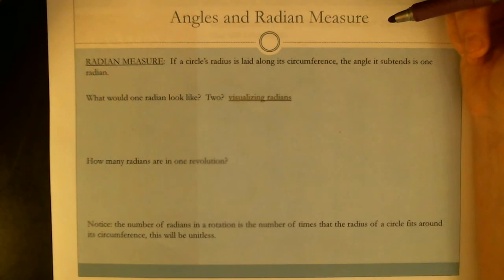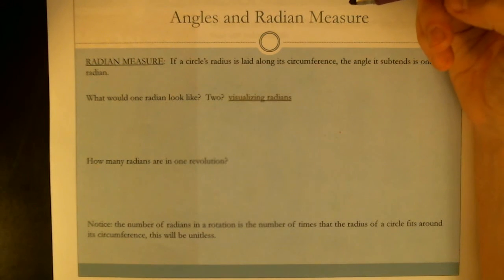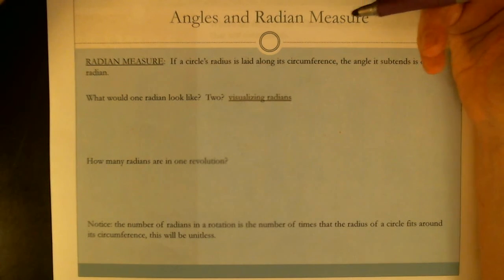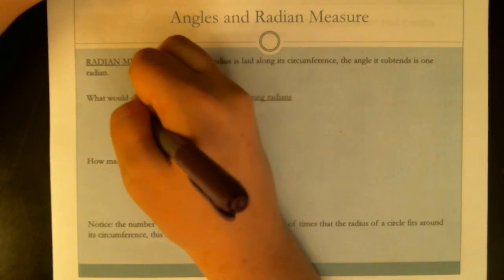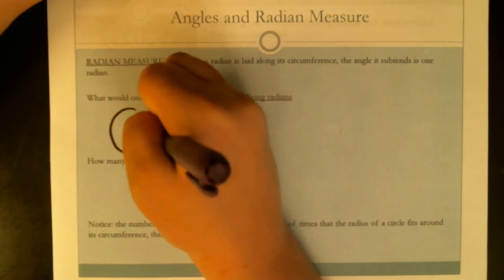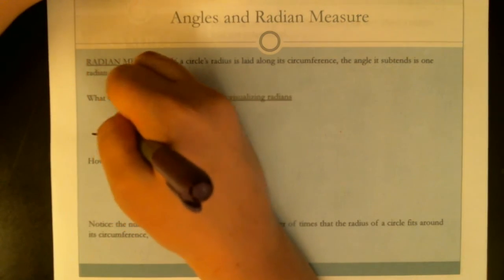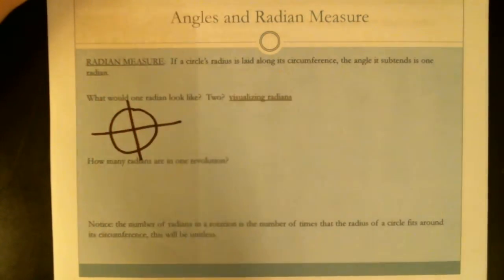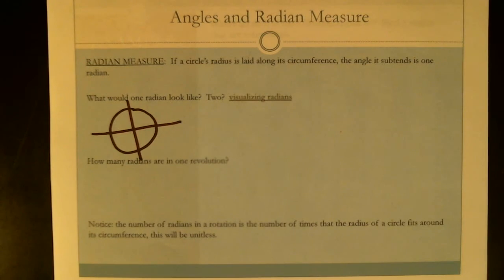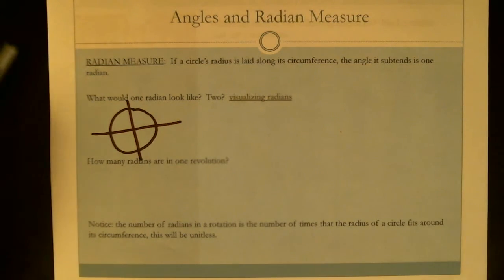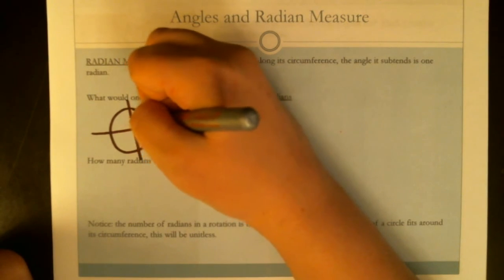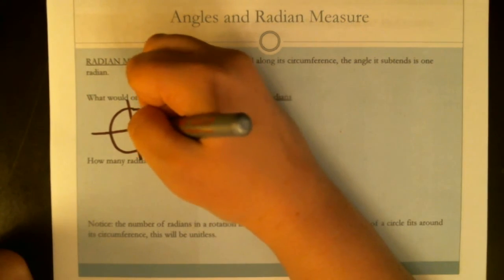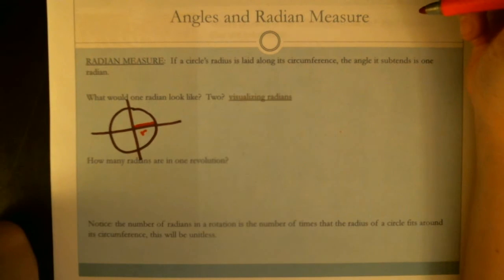Okay, so radian measure. This seems like a weird one, but it actually works out really nicely. We want to picture taking a circle. So here, I'm going to draw this right here. And here, we'll even put it in the XY plane. And if we take the radius of the circle, so this is our R, and we lay it around the outside of the circle.